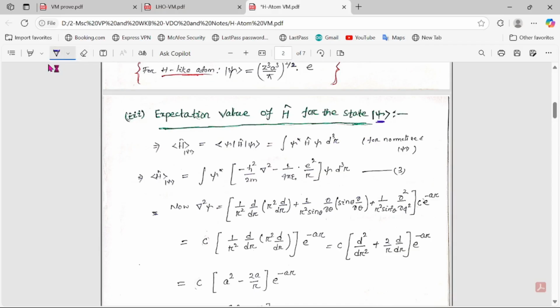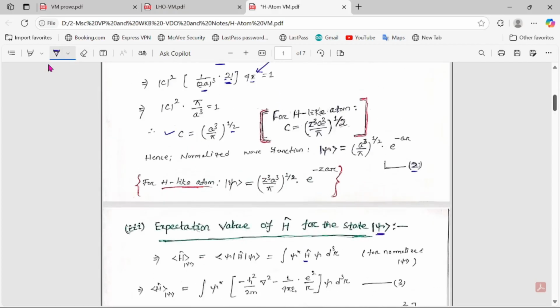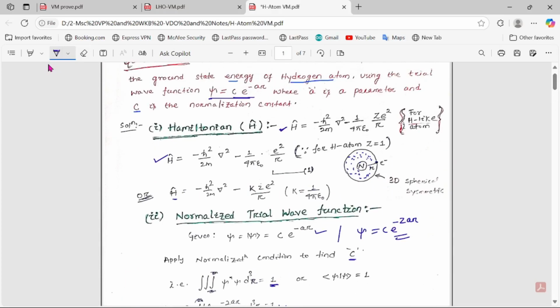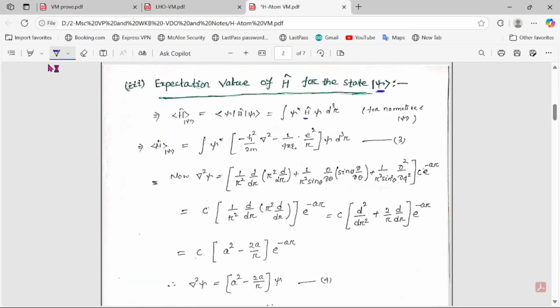That implies the expectation value of the Hamiltonian will be equal to the integration of psi star, H cap, psi d tau. Here H cap is the Hamiltonian, and we found it earlier, so the same thing we have to write: minus h cross square by 2m del square minus 1 by 4 pi epsilon 0 e square by r. This is the Hamiltonian, whatever is written there, operating on psi d tau. Let this be equation number 3.